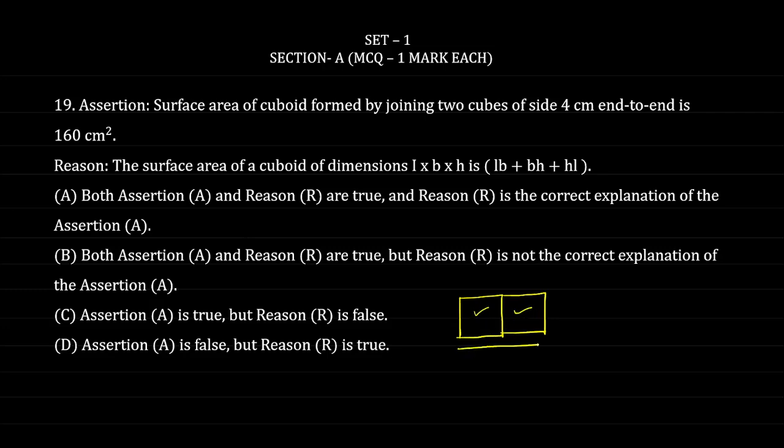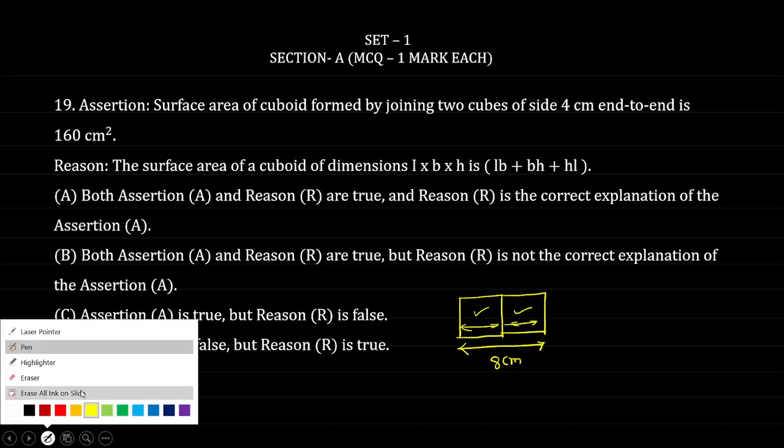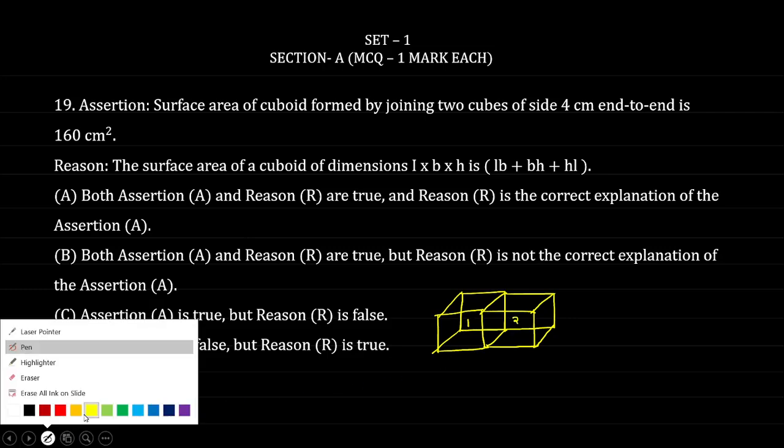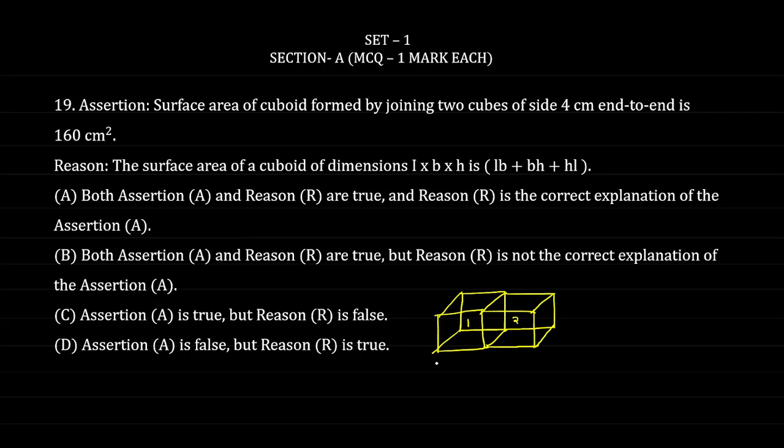And what will happen? The resulting cuboid will have the new length as 8 centimeters, because this is 4 and this is 4. And what will happen to the breadth and height? It will be the same. But that's not clearly understood, so let's try to draw it in 3D here. It will look something like this in 3D. This is cube number 1, this is cube number 2. Both have 4 centimeters as the side length. So this is 4 centimeters, this is also 4 centimeters, right?